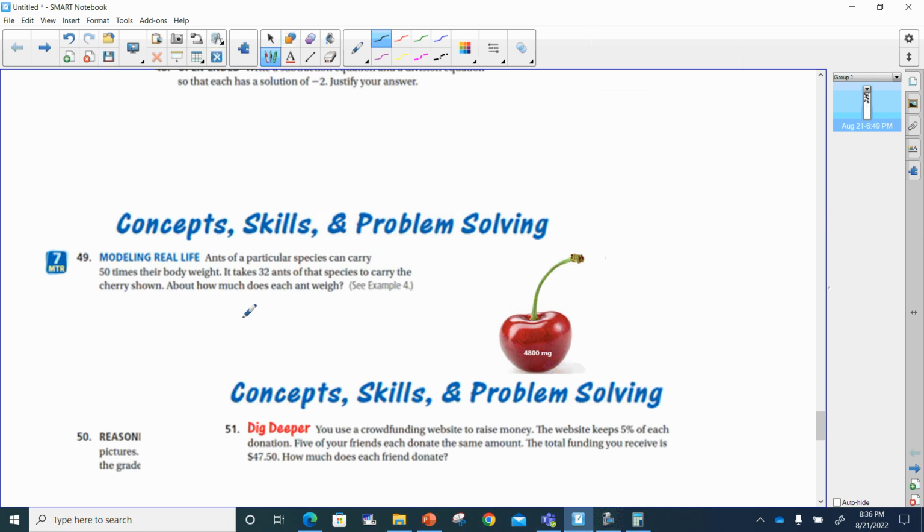If I was going to solve this, I would say that any particular species can carry 50 times their body weight, right? It takes 32 ants of that species to carry the cherry. All right. So that would mean that I'm multiplying this by 32 different ants, right? 32, not 33, sorry.